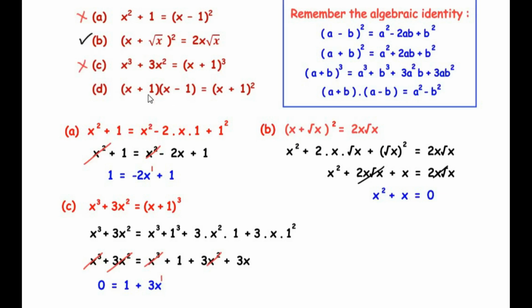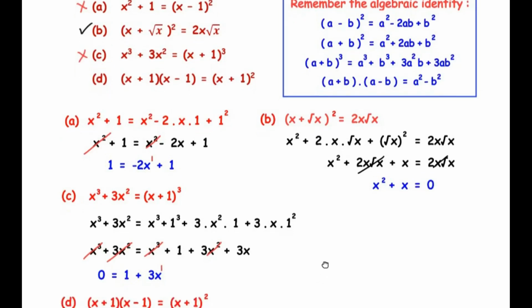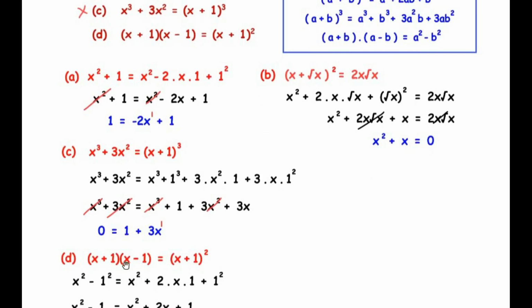Now finally, let us check option D as well. Here we have written option D, x plus 1 times x minus 1 is equal to x plus 1 the whole square.